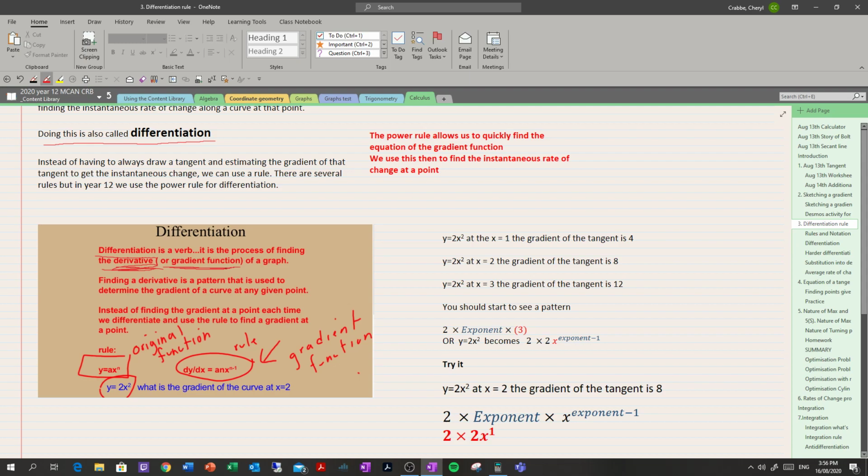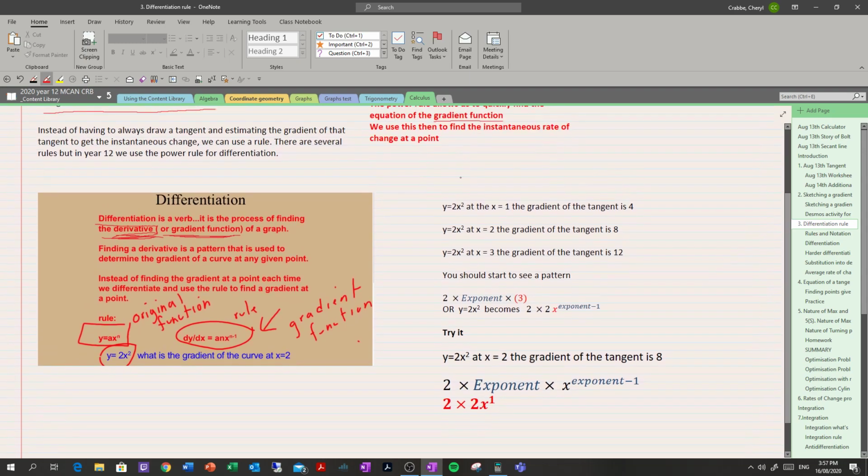Finding a derivative is a pattern that is used to determine the gradient of a curve at a given point. Instead of finding the gradient at a point each time, we differentiate. We use a rule to find the gradient at that point, okay? So there's a lot of vocabulary you've got to get used to using. Differentiation is a verb. You're basically finding the derivative or gradient function along a curve of a graph. And the power rule allows us to quickly find the equation of the gradient function. We use this then to find the instantaneous rate of change at a point.